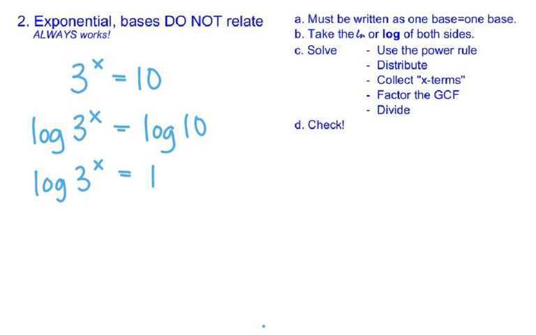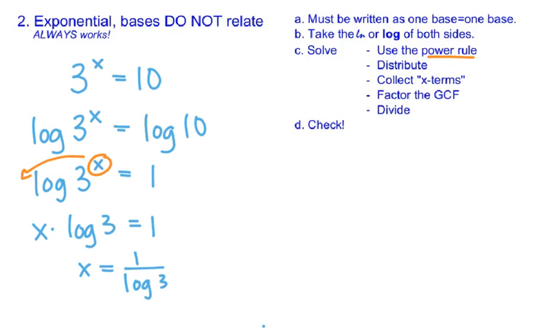The next step is we're going to use the power rule of logarithms. And the power rule of logarithms says I can take that power and write it in front as a product. So this is x times the log of 3 equals 1. And so solving for x, I can divide on both sides by log 3, and I've got x equals 1 divided by log 3. And that is my exact answer.